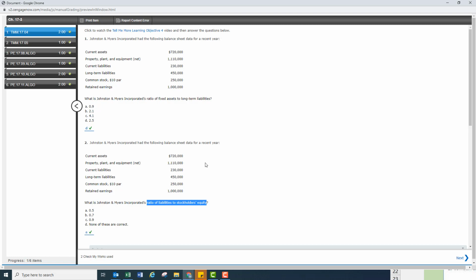And here they give you in the problem liabilities, but they have shown as current liabilities, you see, 230,000, and long-term liabilities, 450,000. So add the two together and that becomes your total liabilities. Divide by stockholders' equity. Okay, that's the equity of shareholders.